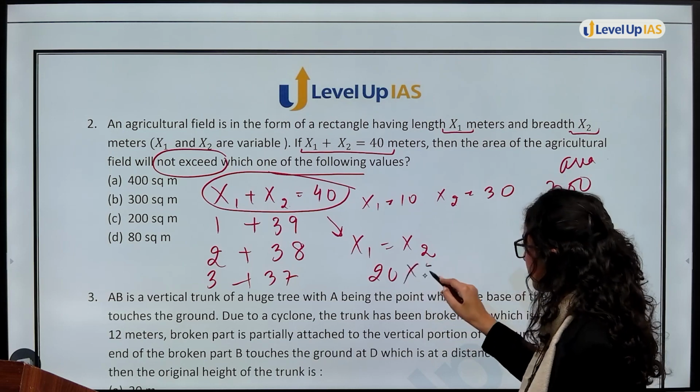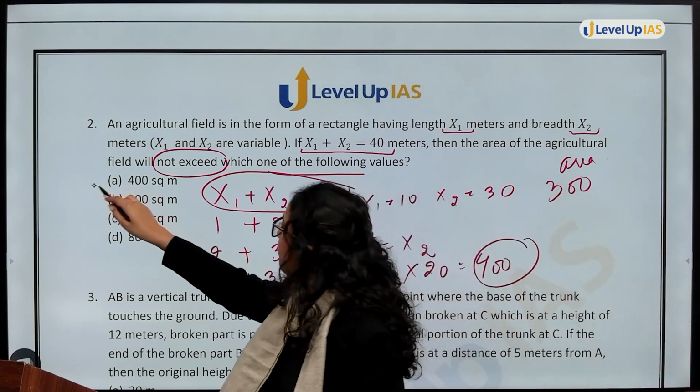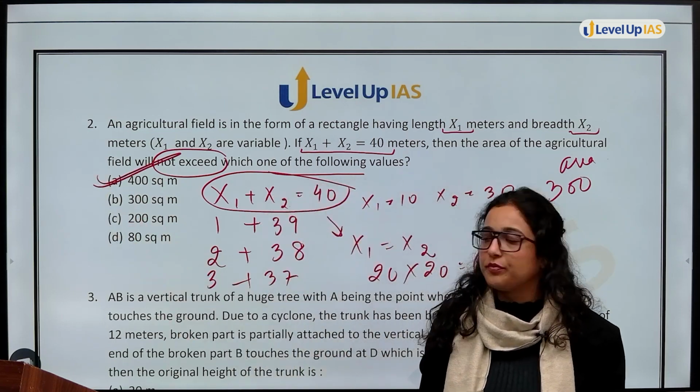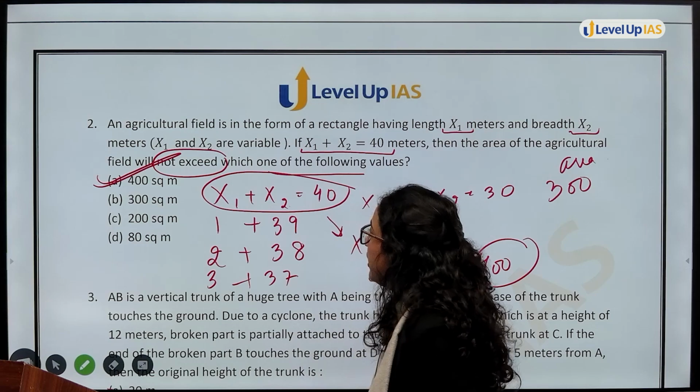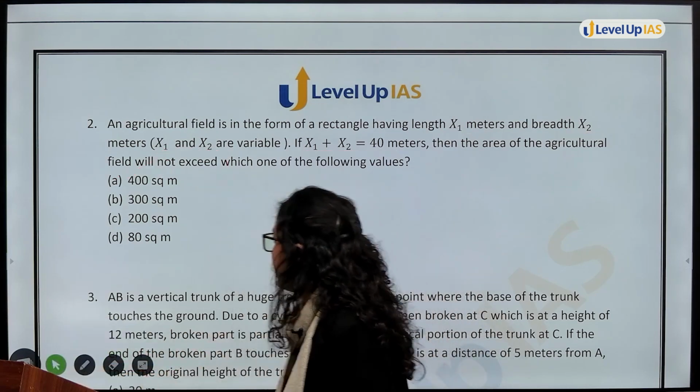So 20 multiply 20, 400. This is your maximum value and the area cannot exceed this value. Okay, all right. So moving on to the next question of 2016.